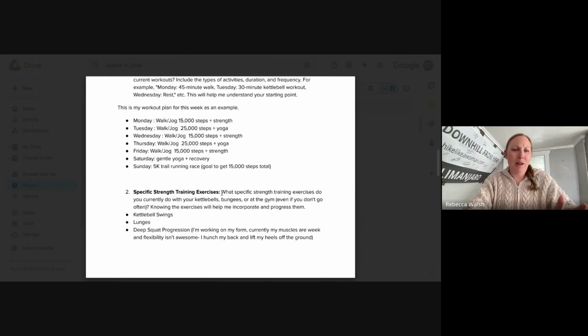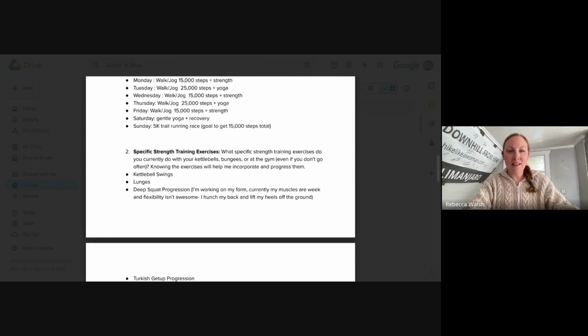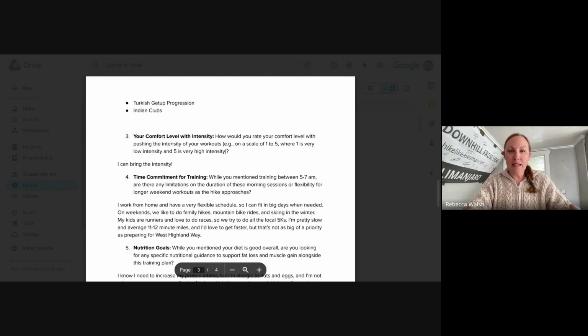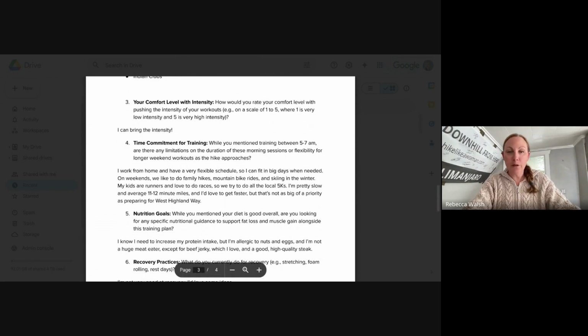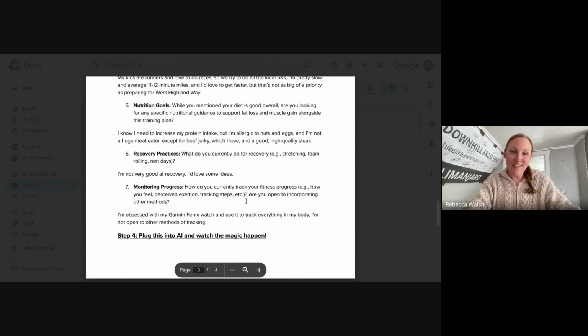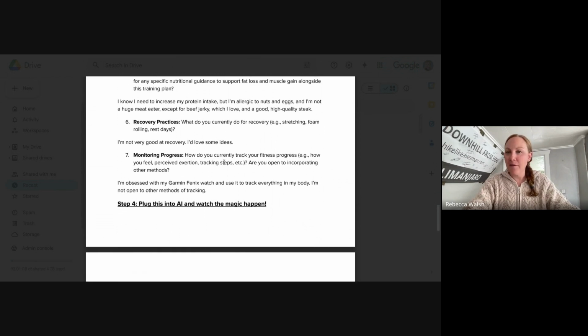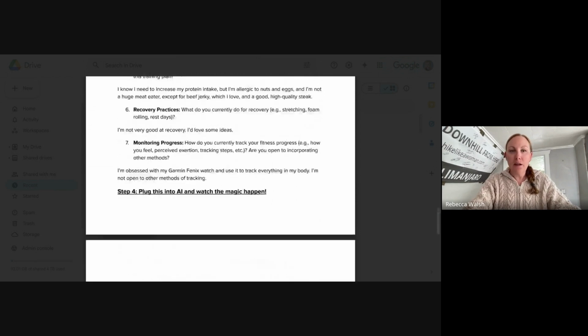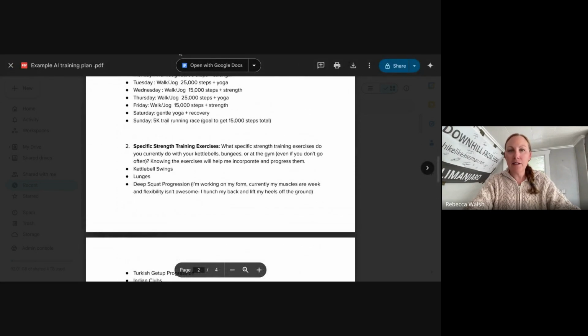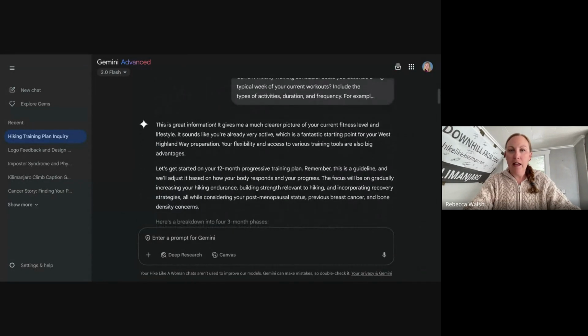So I said, this is my workout plan this week. I just gave an example of this week. I said, these are the strength training exercises that I do, that I'm comfortable with intensity, my time commitment for training, recovery practices. I said, I'm not very good at recovery. I kind of just go until I crash. And then how I monitor everything with Garmin. So then I copied and pasted all of that, and I went back to Gemini here and copied that in.